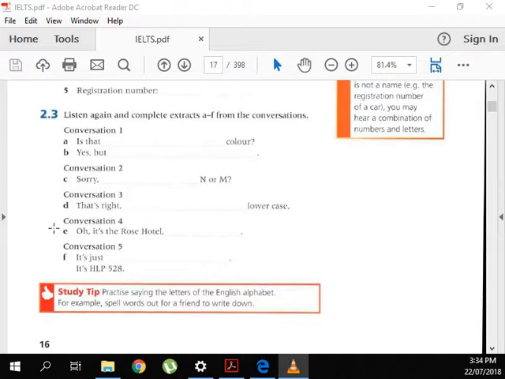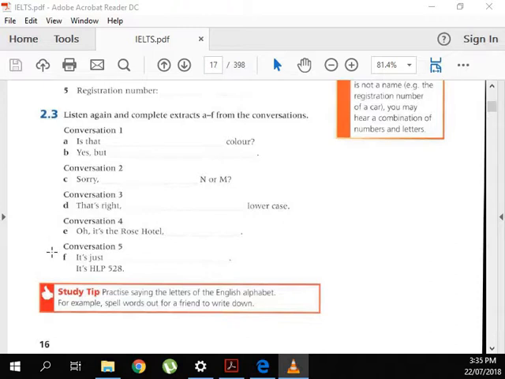4. Where shall we meet then? Somewhere in the city? That's a good idea. What about at that hotel on the corner of Queen Street and Mary Street? What's it called? Oh, it's the Rose Hotel, like the flower. Yes, that's the one. I'll see you there at 7.